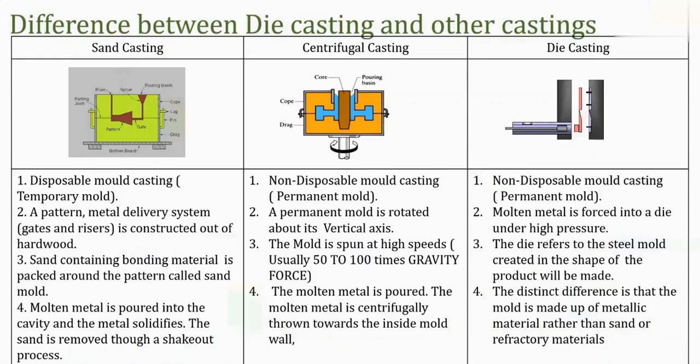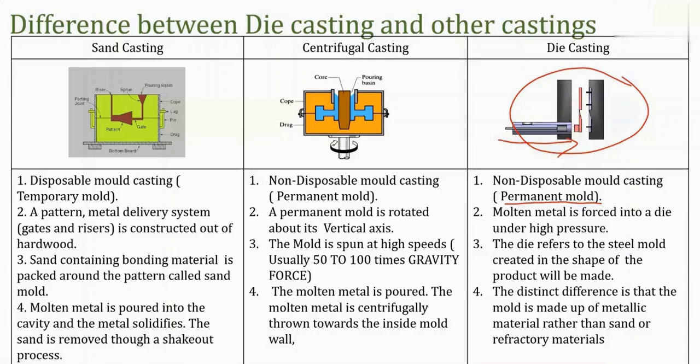So what is the difference between this die casting process and other casting processes? Hope we know the difference between the sand casting process and the centrifugal casting process. This die casting also comes under permanent mold casting, right? So the mold used in this process is also non-disposable. We can use it any number of times, right? Instead of pouring the molten material into the mold cavity, we will pressurize the molten material inside the die, right? That means the mold.